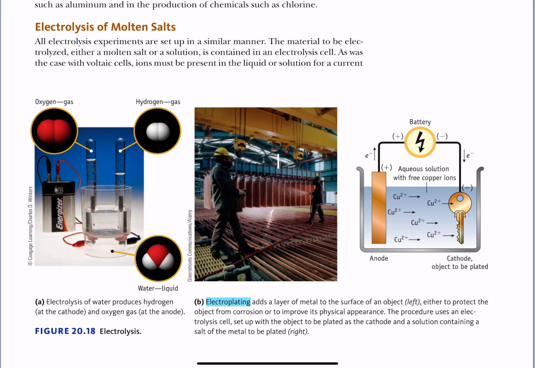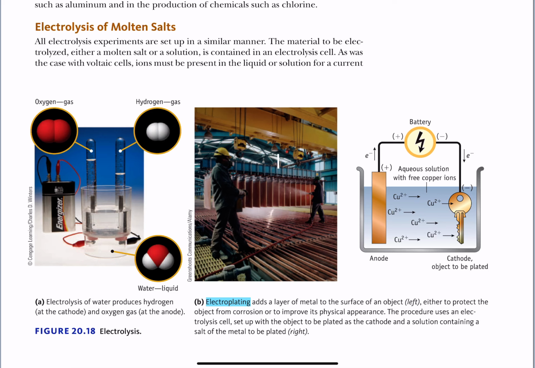And because it's negative, it's going to attract the positive metal ions that make up the electrolyte solution. As a result, your positive ions, in this case copper, are attracted to the negative electrode, the key, where they gain electrons, becoming copper atoms, and the copper atoms cover the key. And of course, the gaining of electrons is reduction, and reduction always takes place at the cathode.